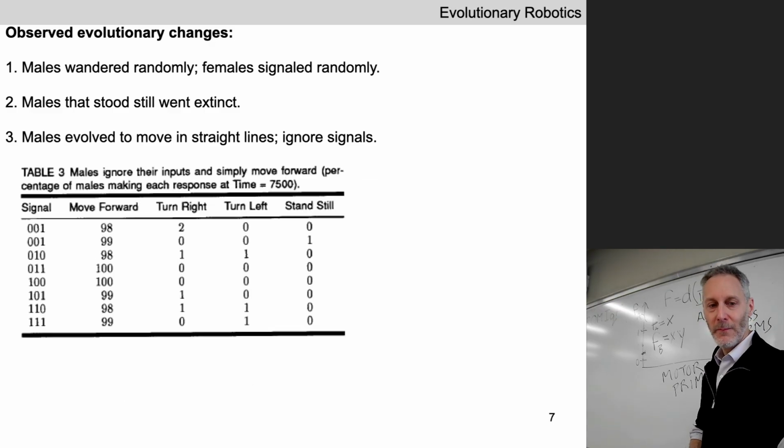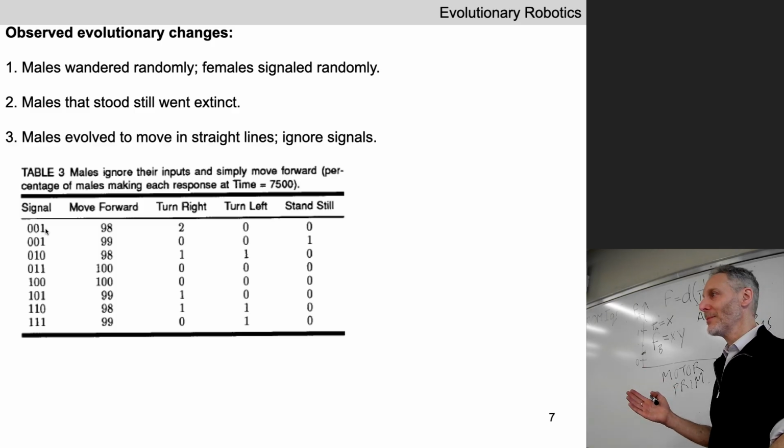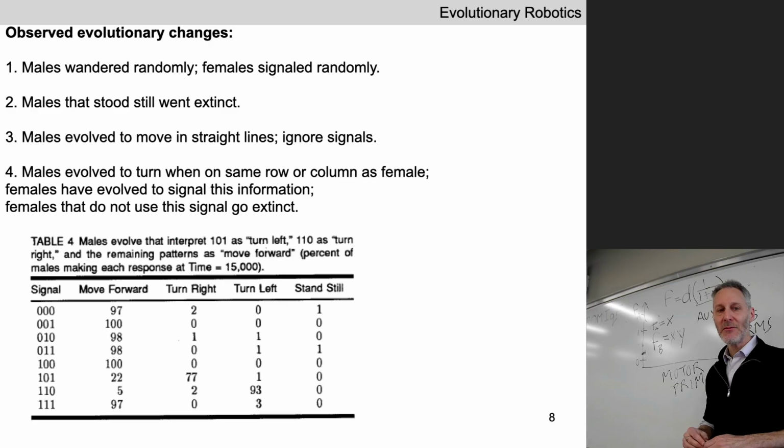Is this maybe just a typo, that the females no longer emit 000 in table 3? Yep, sorry, good point. That's a typo. Absolutely, it's a typo. Should be 000. Okay, obviously we wouldn't be talking about this experiment if this is where it ended. It doesn't end here. They're going to run the experiment forward another 7,500 time steps.